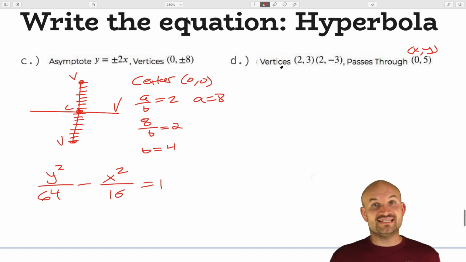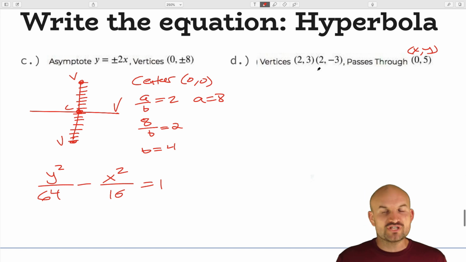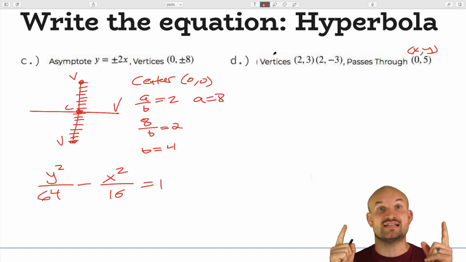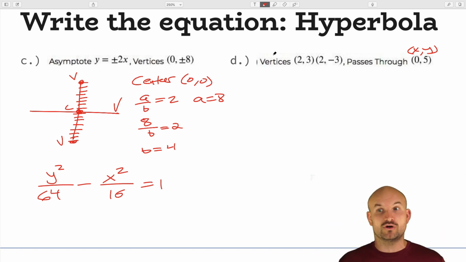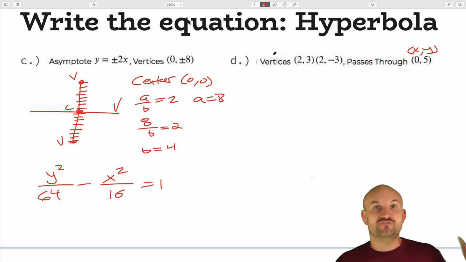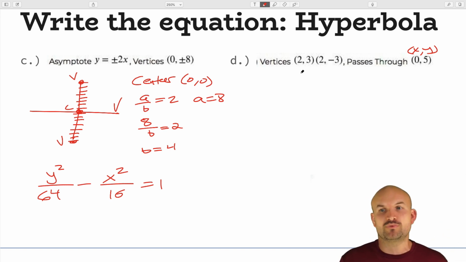So my vertices, yeah, those are points on the graph too, but those are even more important because if we know the vertices, not only will that tell us if it is a horizontal or a vertical transverse axis, we can also find the midpoint, which will be the center, and the distance from the center to your vertices is our value a. So we can get a lot of information from these 2 points. So let's go and plot these 2 points here. So I have (2, 3) and (2, -3).